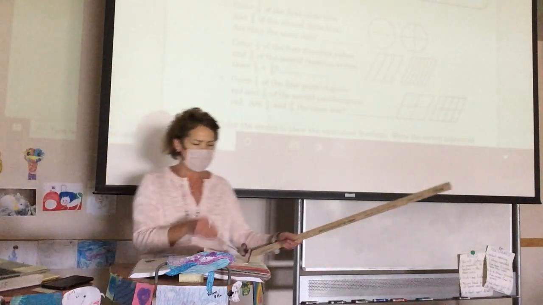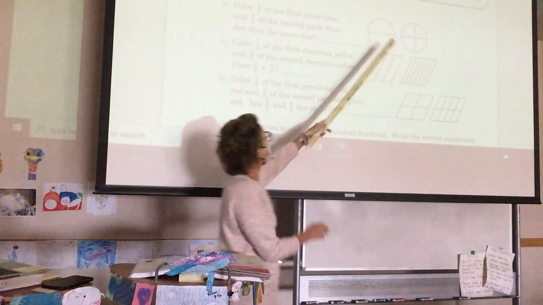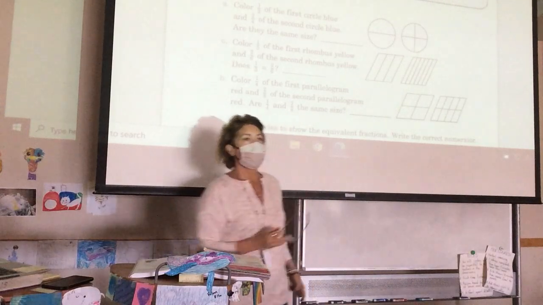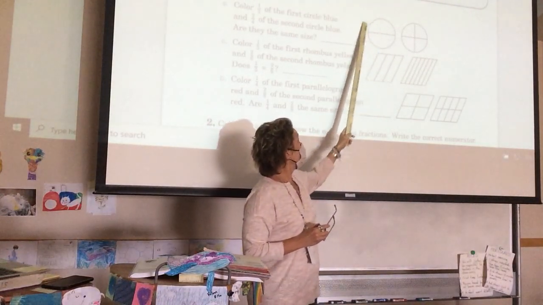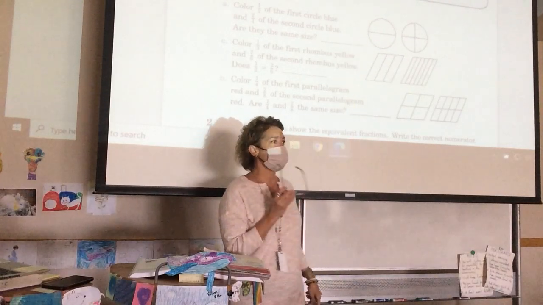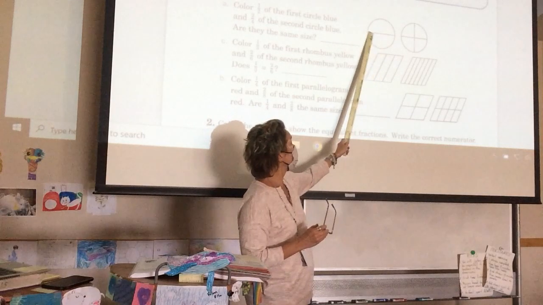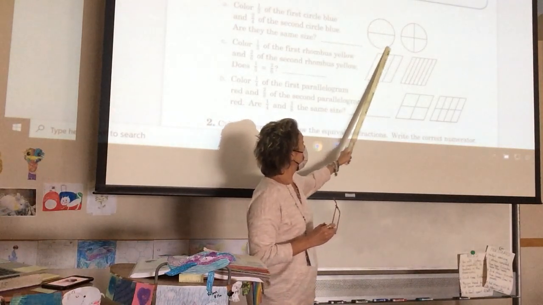Now, if we are going to fill in 1/2 of this circle, what would that look like? Are you going to color in the whole thing? No. What am I going to color in, Wensheen? 1/2 of it. So it's already divided nicely in half. So you would color either this half or this half.